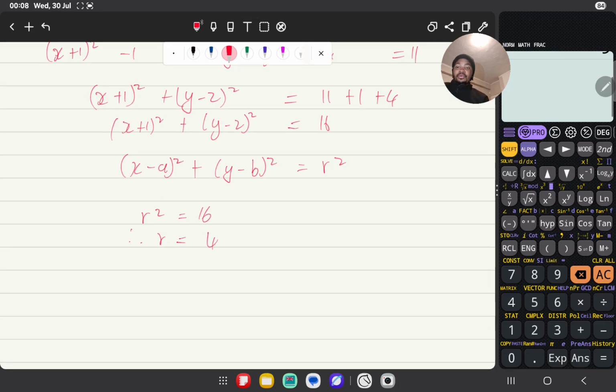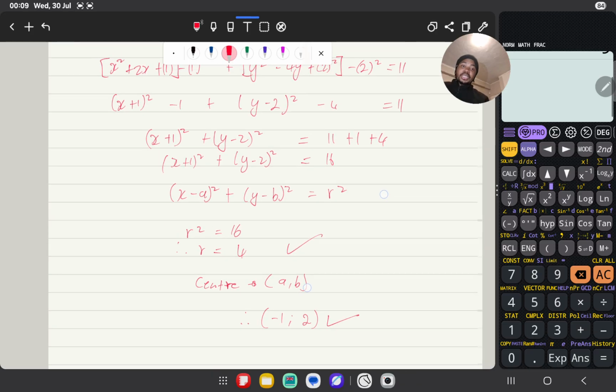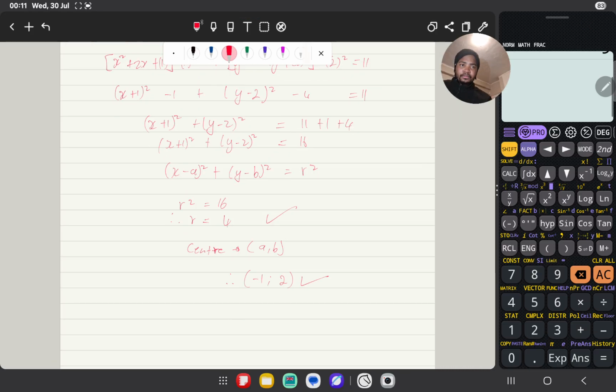Now let's come for the points, right? Remember the center, it looks like this, a and b. So from here that means therefore you have minus 1 as a and you have 2 as b. So when you come there for minus a, it's minus 1, which makes it x plus 1. And then for here you have y minus b, which is y minus 2, and that's it. So you have the coordinates and you have your distance, and you are done.